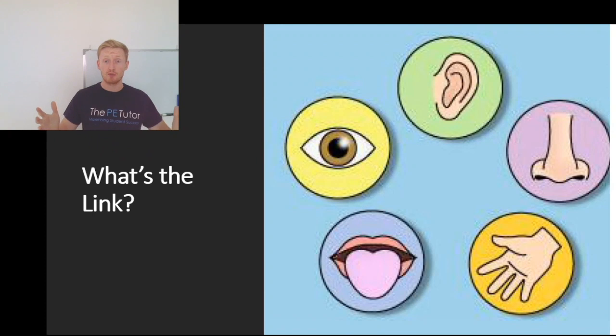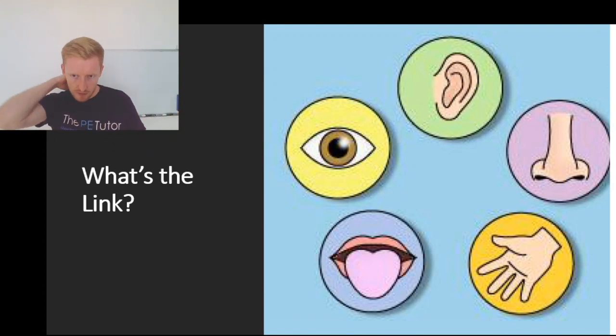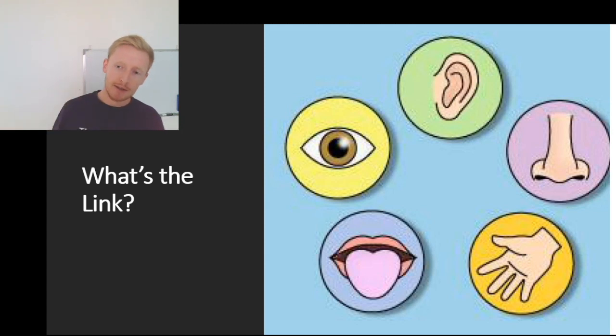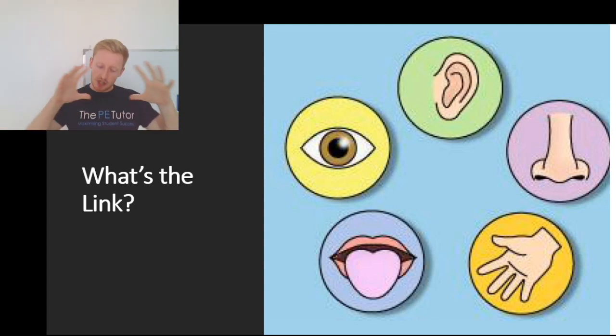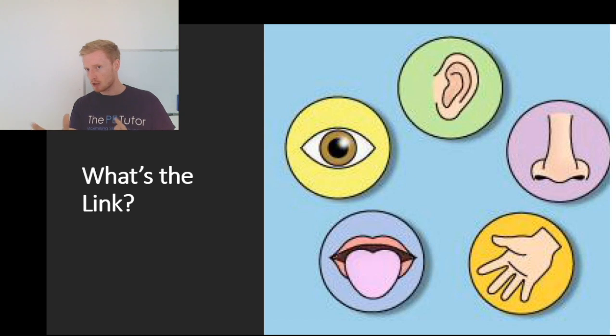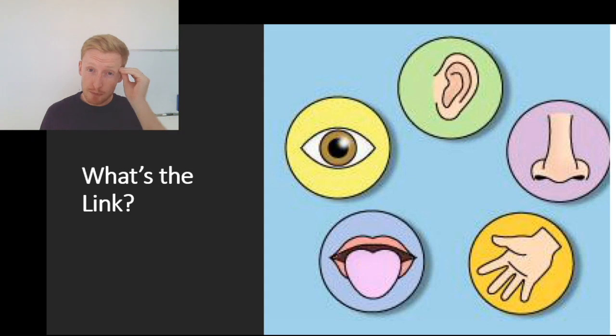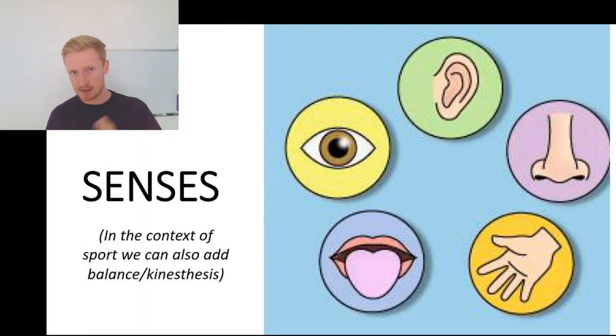And first question, really a bit of a starter, is what's the link? What is the link? We've got these 5 pictures here. What is it that ties them all together? There might be parts of our body, there might be components of the head, shoulders, knees and toes song, but what is that one link or thread that runs through all of them? You should be thinking senses.